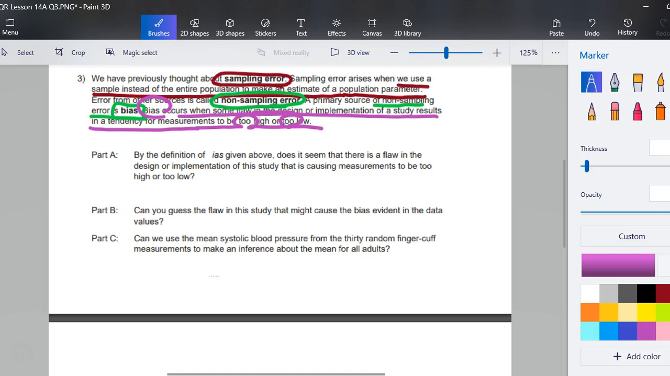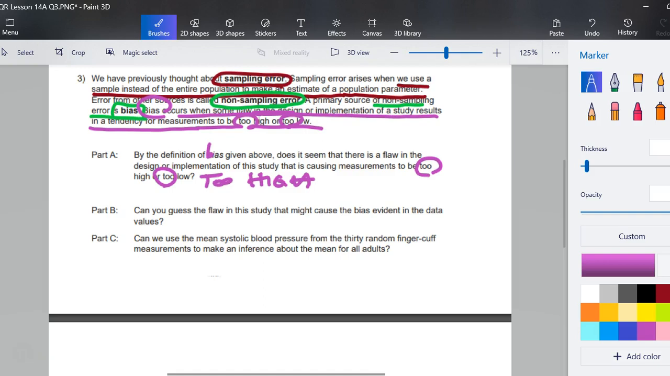Part A, by the definition of bias given above, it really does seem that there is a flaw in the design or implementation of the study that is causing measurements. The question is, does it seem that there is something going on that's going to make our measurements too high or too low? And yes, it seems that most of the measurements are too high, which indicates there is something wrong.